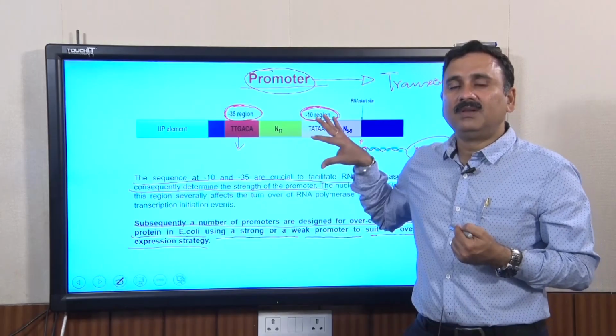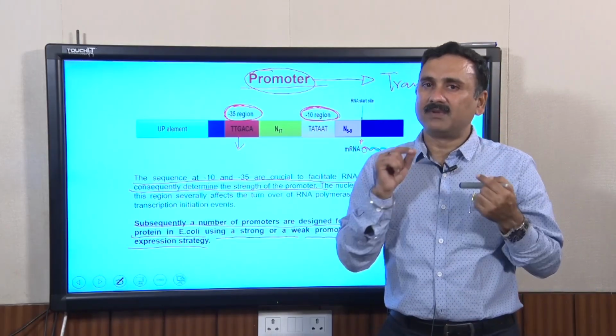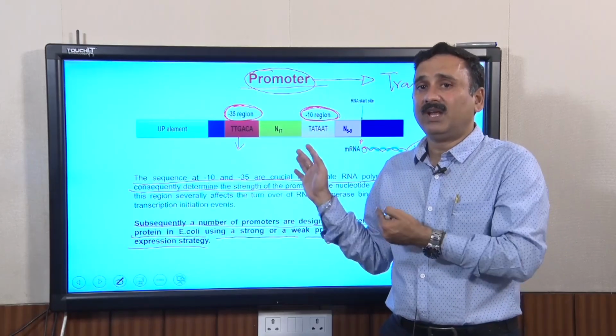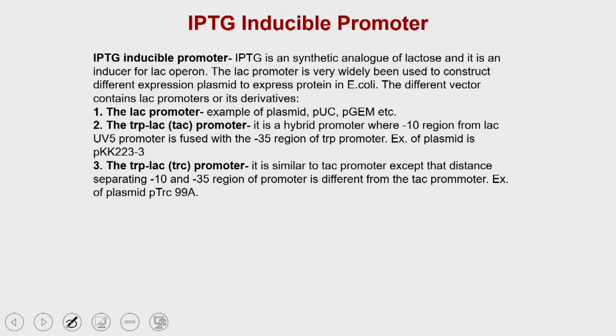Based on these weak or strong promoters, people have developed different types of vectors, and that is how they have developed the different types of E. coli expression systems. So, first is the IPTG inducible promoter.